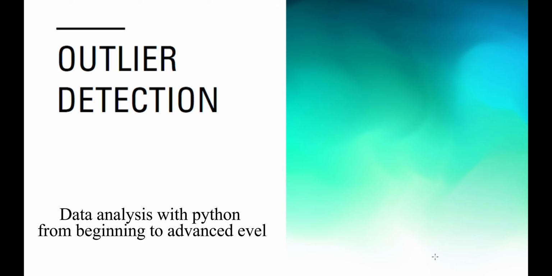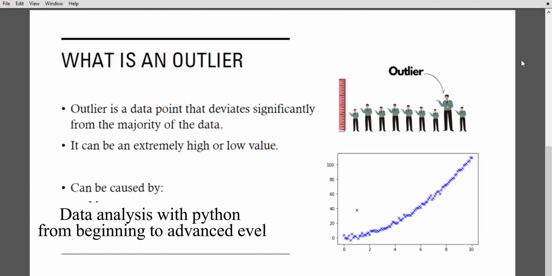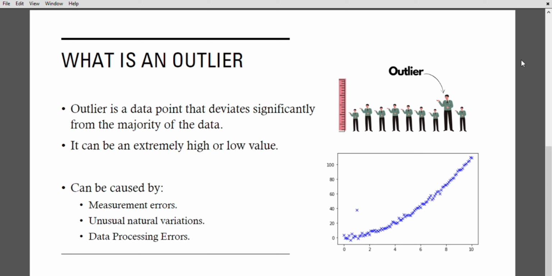In this video you will learn about outliers: what an outlier is and how to detect an outlier. An outlier is a data point that deviates significantly from the majority of the data. You can see this data point that stands away from the majority of the data points. An outlier can be caused by measurement errors, unusual natural variations, and errors when processing data.